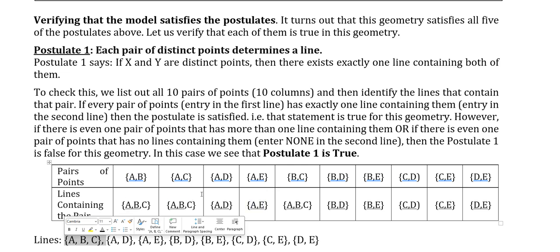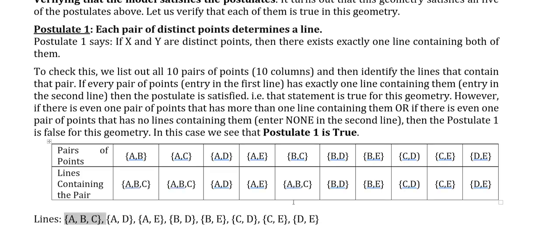But notice that in every case we were able to fill in exactly one line in the second column. If we had even one row where we could put 2 different lines, or none at all, then postulate 1 would be false. But it turns out that postulate 1 is true.